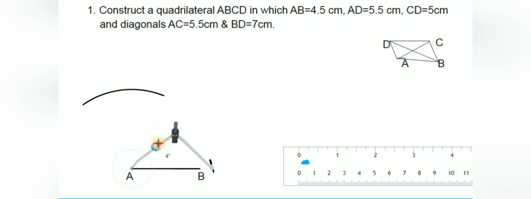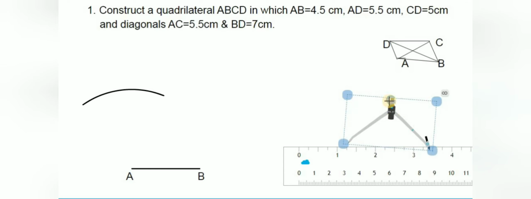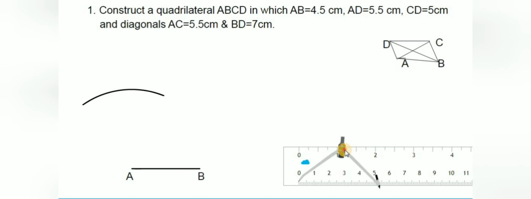And next, we can't draw CD directly. That's why I am taking the diagonals AC and BD, they are given. The point D comes already, and take BD, B to D. Here comes the point D, so taking the 7 centimeter as diagonal of this quadrilateral, just draw an arc to cut the first one.